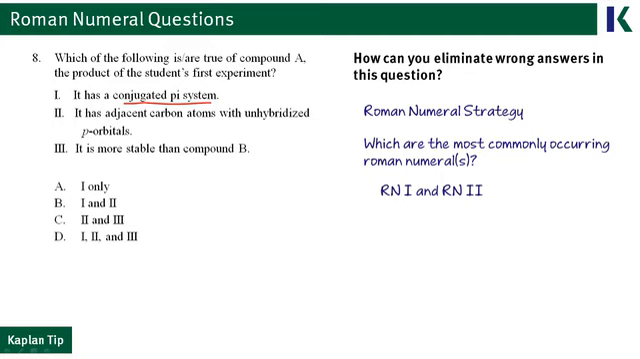Now this problem is pretty unique in that it happens that Roman numerals 1 and 2 say the same thing, scientifically. If compound A has a conjugated pi system, it also must be true that adjacent carbon atoms have unhybridized p orbitals. And so actually, there's an extra little bit of strategy you can use on this particular problem in that Roman numerals 1 and 2 either both have to be in the answer choice or neither can be. So you can technically get rid of answer choice A and answer choice C because they don't both have Roman numerals 1 and 2 in them. Then you'd simply guess between the remaining answer choices and you'd have a better chance of getting it right because you've narrowed it down to a 50-50 choice.